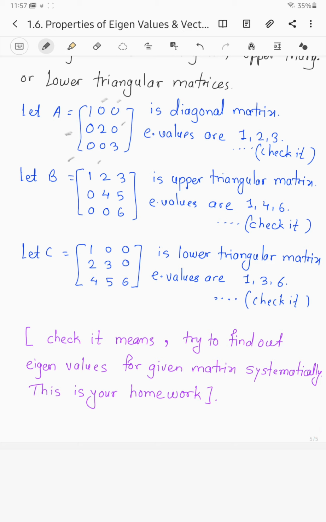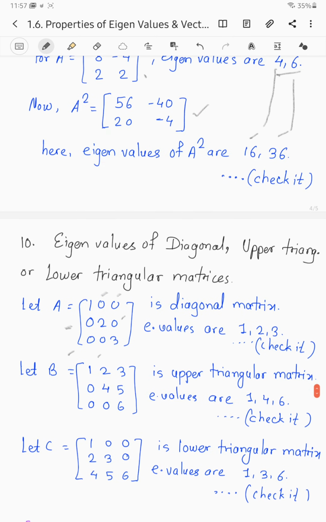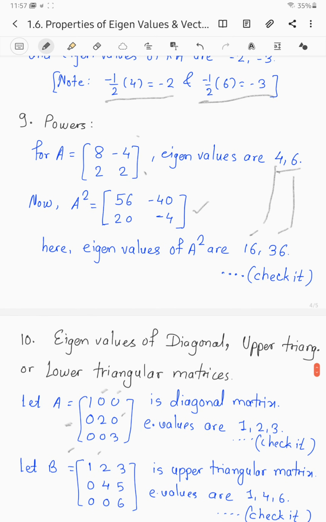Now wherever I write check, what does it mean? Try to find the eigenvalues for the given matrix systematically. This is your homework. What does systematically mean? In the previous chapter we learned how to find eigenvalues. So follow the same procedure for the different problems, and try to solve them on paper. As many problems as you go through, you will get a very nice hands-on feel for all these problems. Okay, thank you.